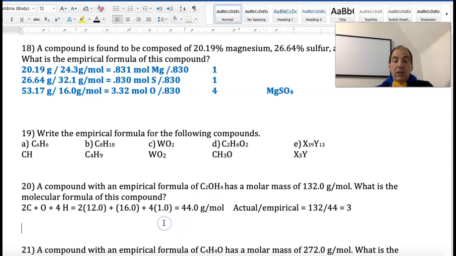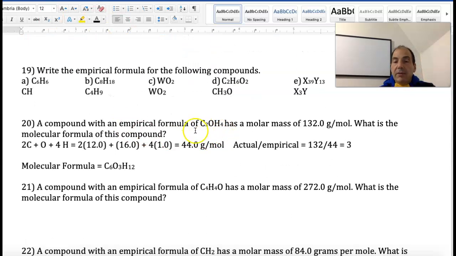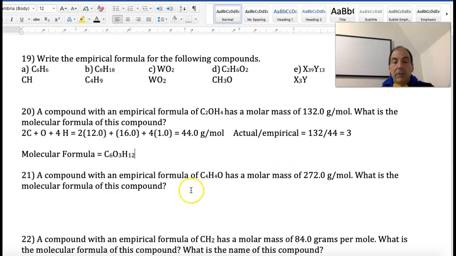So our formula has to go up by a factor of 3. That means our molecular formula would be 3 times 2, or 6 carbons, 3 times 1, or 3 oxygens, 3 times 4, or 12 hydrogens. So that is our molecular formula, or what I like to call our MOFO. It's really simple. If you have the empirical formula, we just add it up and divide the actual by the empirical molar mass.